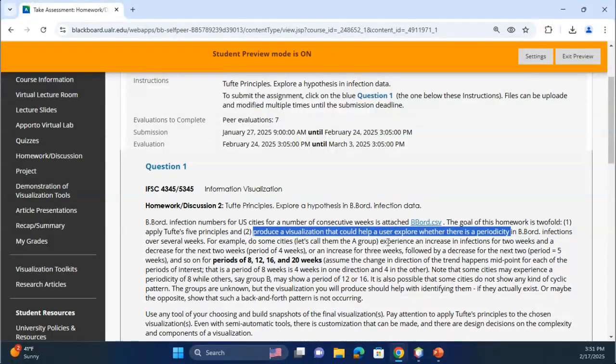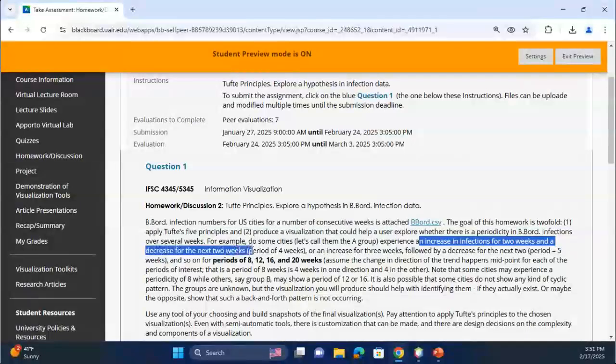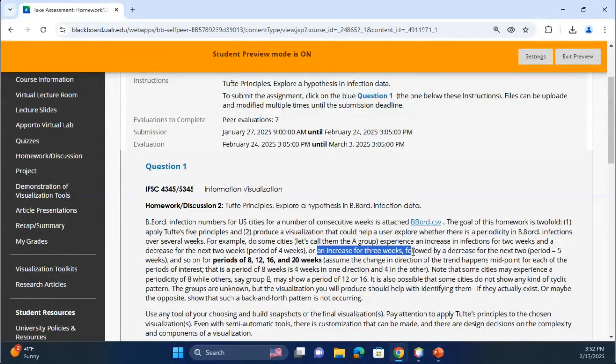For example, cities experience an increase in infection for 2 weeks and a decrease for the next 2 weeks. That would be a period of 4 weeks. And does it happen periodically, not just once? Can we see a pattern coming up? Or an increase for 3 weeks followed by a decrease for 2 weeks. That would be a period of 5. Those are just examples.